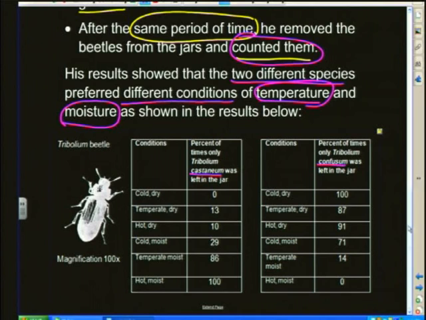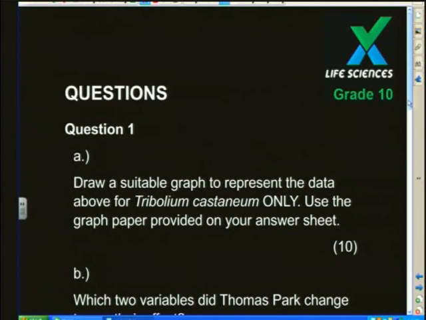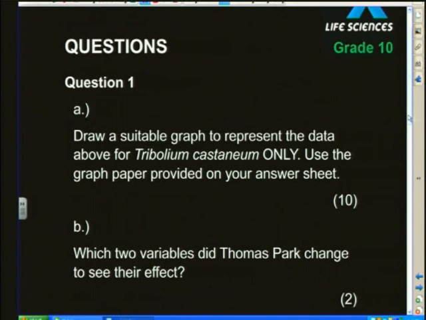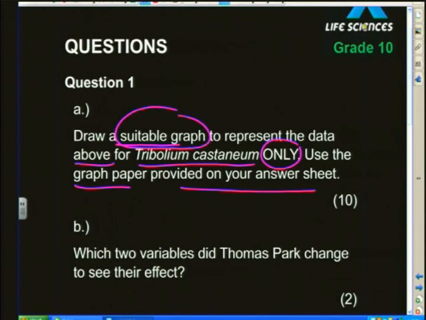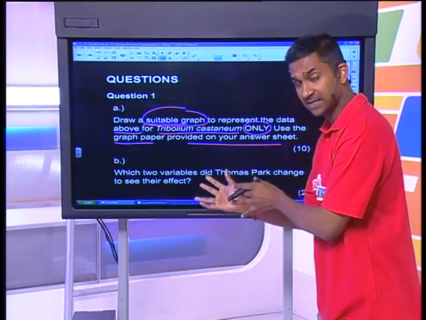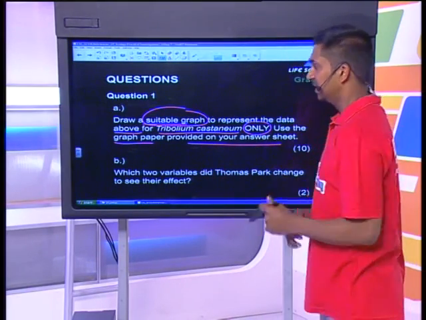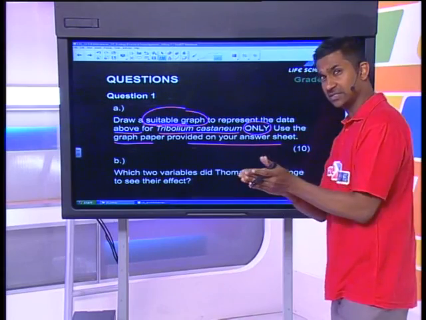Now let's analyze the questions. So here we're seeing, draw a suitable graph to represent the above Tribolium castaneum only. Use the graph paper provided to answer the sheet. Now obviously I'm not going to spend time doing the graph. I'm going to spend time discussing the process of plotting the graph, and I think that's very important. So we've got to go back to our table, and we've got to plot a suitable graph, and that's fundamentally important in terms of now presenting that data in an illustration that can clearly show you trends, and that's the reason of plotting the graph.